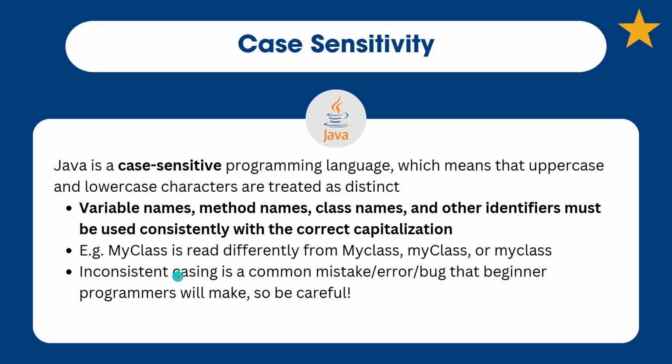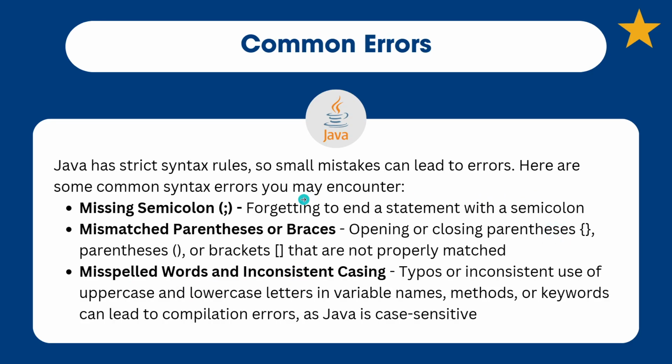So make sure that when you are naming things, you are consistent. That's a very, very common mistake. A very common bug that you'll introduce into your code is just inconsistent casing. So really be careful.